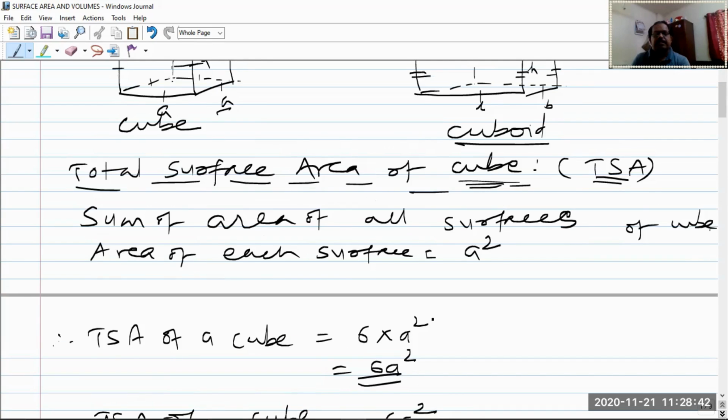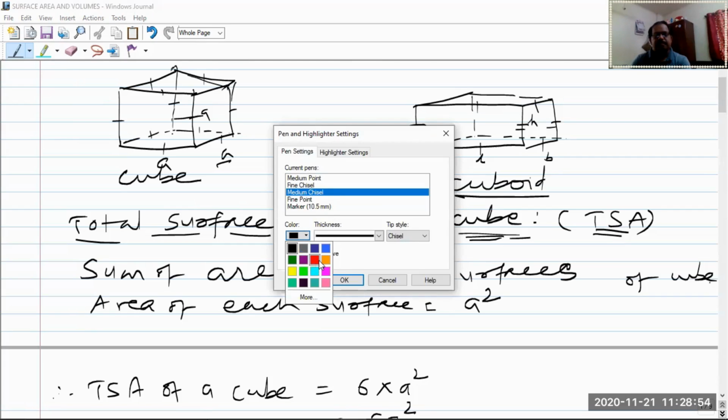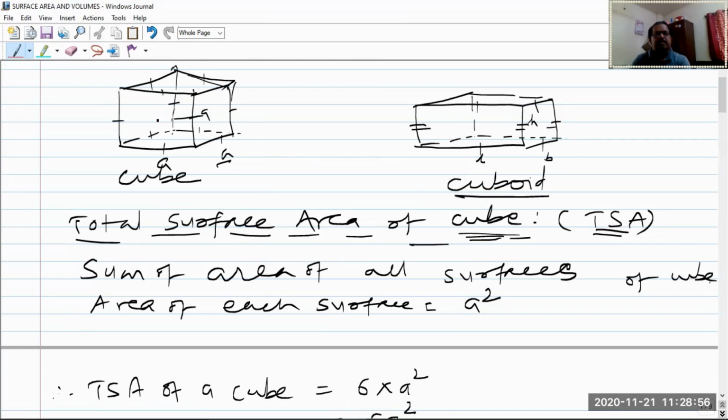As we know students, the cube has 6 surfaces. If I denote the surfaces by numbers, I will choose a different color here. These are the surfaces: the front and back, then the left and the right, and then the top and bottom. So in this way we have the 6 surfaces of this cube. Each surface is a square, and we know the formula for the area of a square. The total surface area is nothing but the sum of the areas of all the surfaces of a cube.